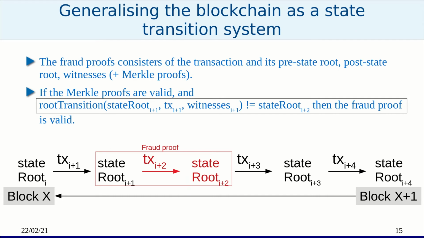So therefore, if a specific transaction is invalid, it's very easy to generate a fraud proof for that. You basically have to provide the transaction itself, the pre-state root, the post-state root, and the witnesses for that transaction. And that's basically the fraud proof. So you can send that to a light client, and they can very easily check by re-executing that specific transaction on the state witnesses that that transaction is invalid. And the light client can do this by only knowing the parts of the state that that transaction accesses, rather than needing the state of the entire blockchain.